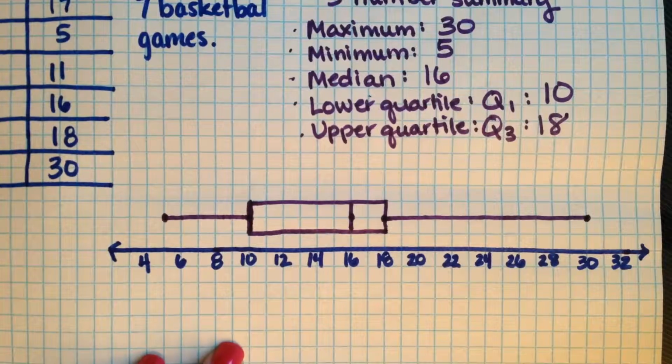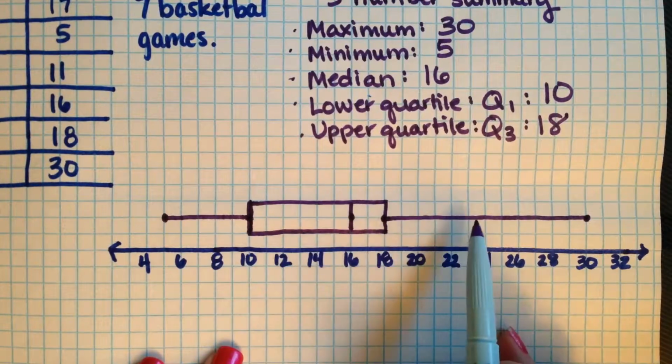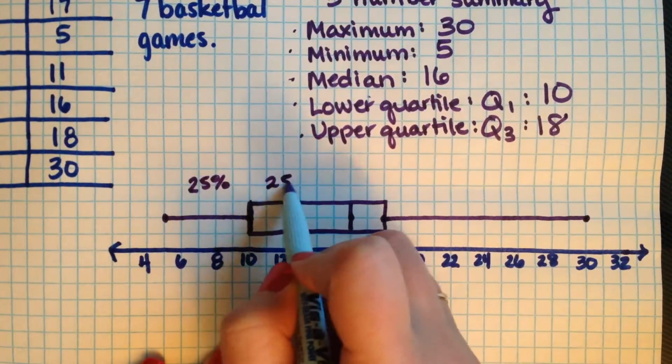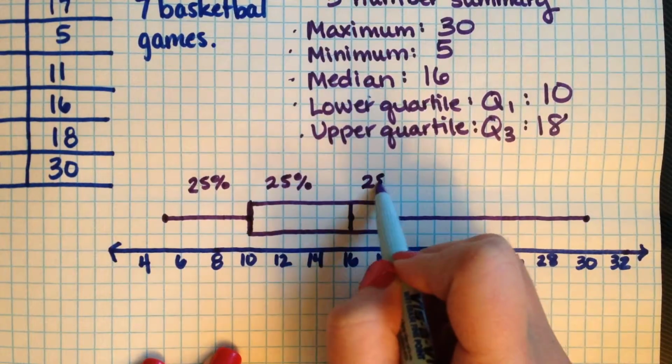Notice that the graph itself is broken into 4 quadrants. Each represents 25% of my data to make the whole.